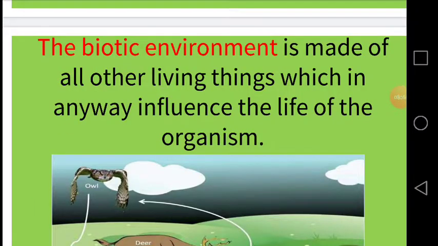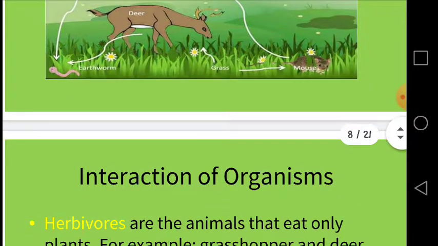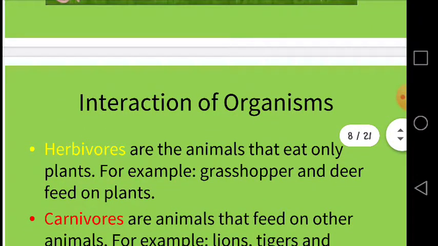Now we are going to focus on the biotic environment, meaning the living environment. It's made up of all other living things which in any way influence the life of other organisms. Every living organism interacts with other organisms by feeding on them, competing with them for food, or by providing them with shelter and protection. So what are the interactions of organisms with each other?